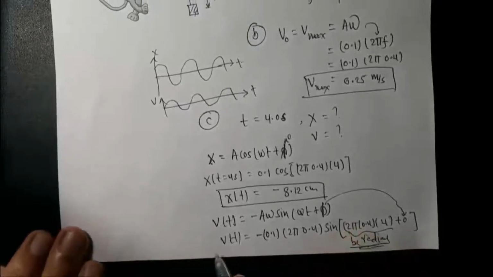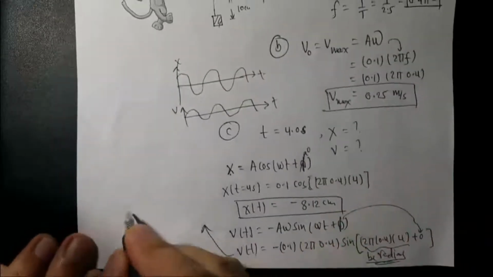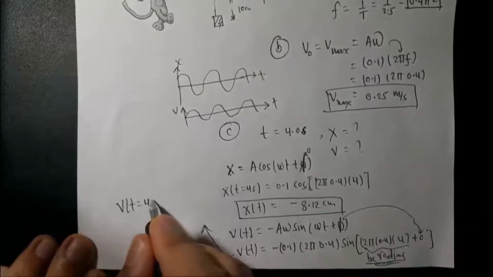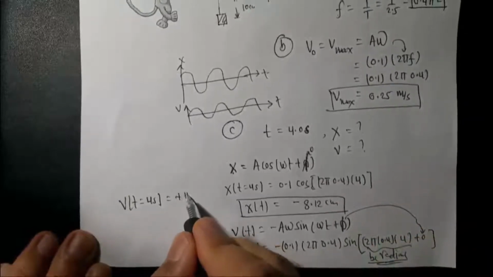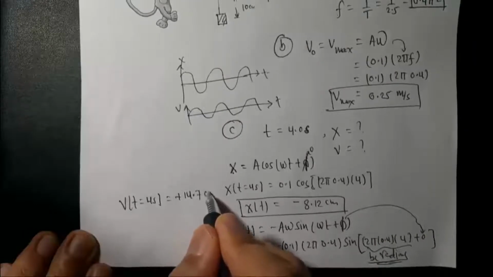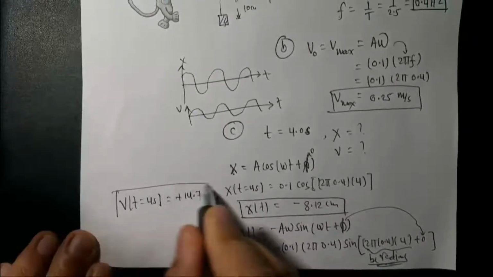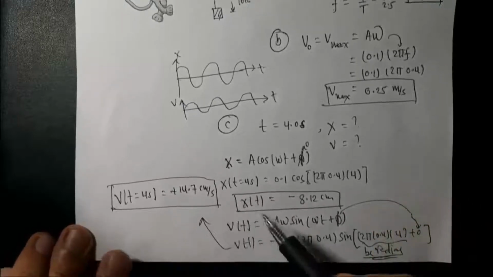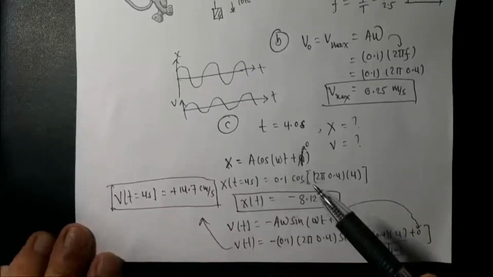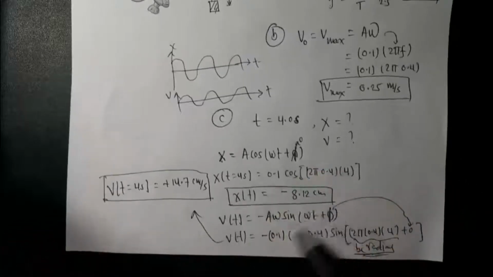When you do the calculation, your velocity at t equals 4 seconds is a positive 14.7 centimeters per second. I have converted to centimeters per second. That should be your answer when you calculate. So that's how you can find position and velocity at any time, if you want, just by using the functions.